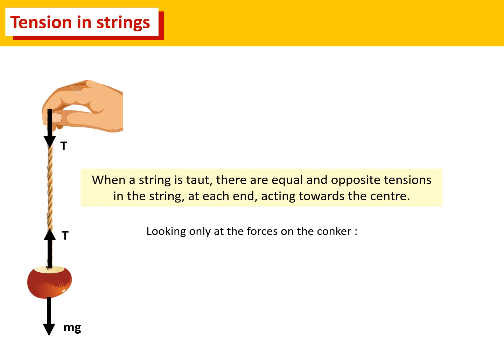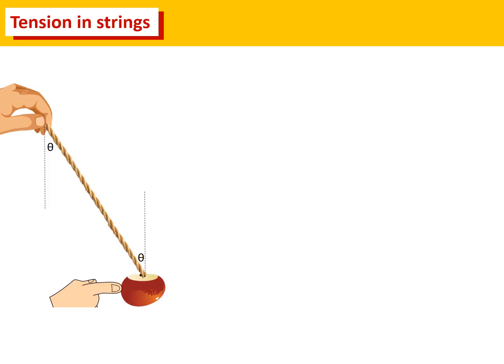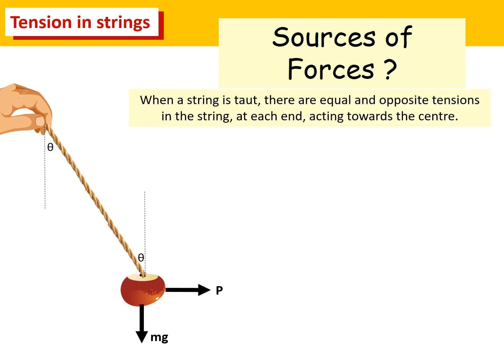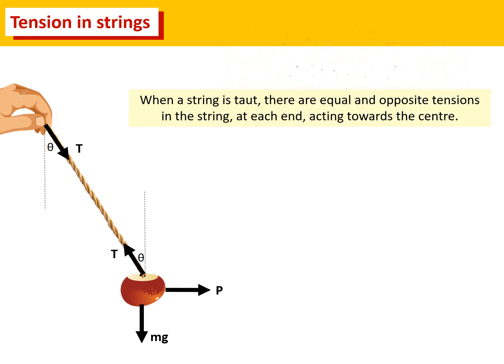Now if we look at the forces only on the conker, then T must equal mg because the conker is in equilibrium. If we push the string to one side, so the conker is still in equilibrium but at an angle of theta to the upward vertical, once again we've got a horizontal push force, P. Still got the weight of the conker, of course. And there are two tensions acting towards the centre of the string that are equal and opposite to each other.